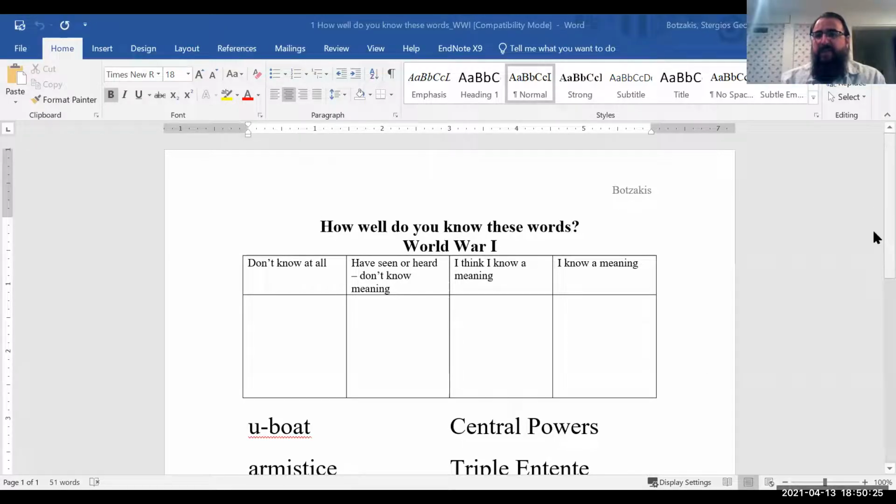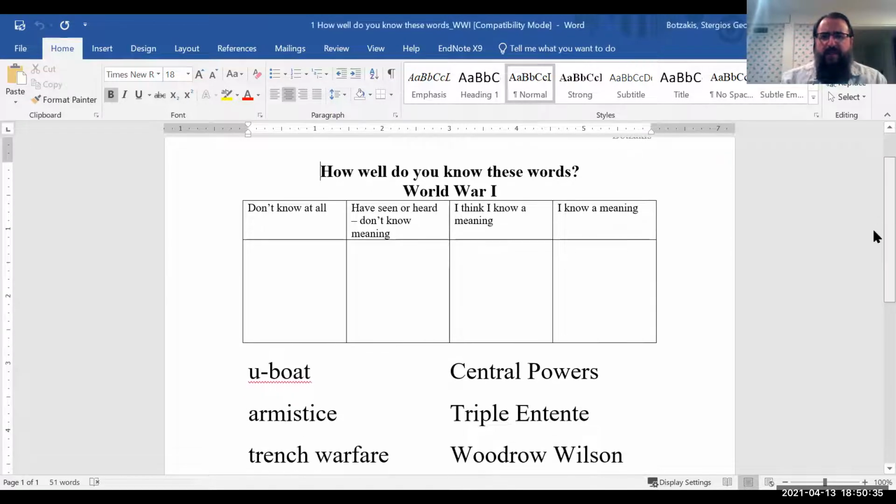I'm pretending for the purposes of this presentation that we are studying World War I. So I'm doing some world history, and this here is a chart. There are four columns and they're all labeled: I don't know it at all; I've seen it or heard it, but I don't know a meaning; I think I know a meaning; and I know a meaning.